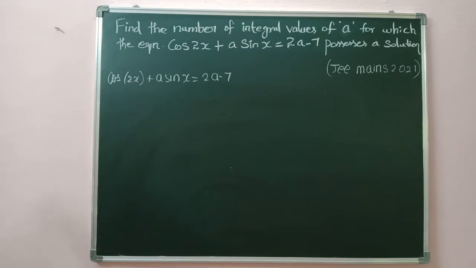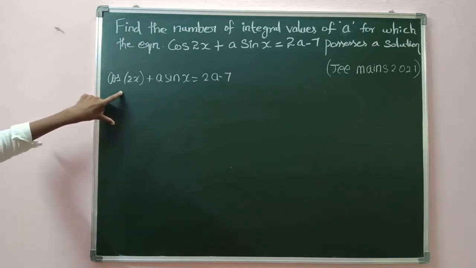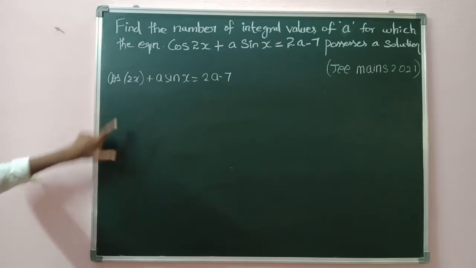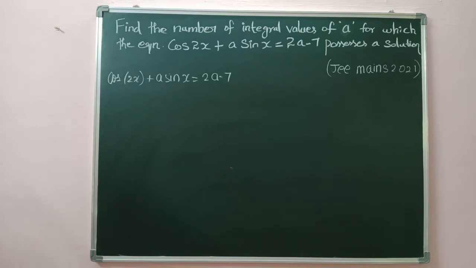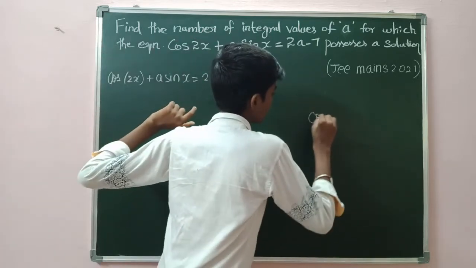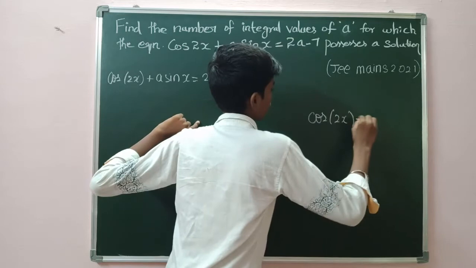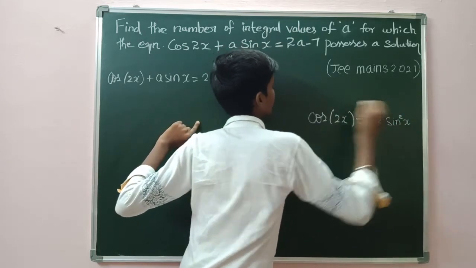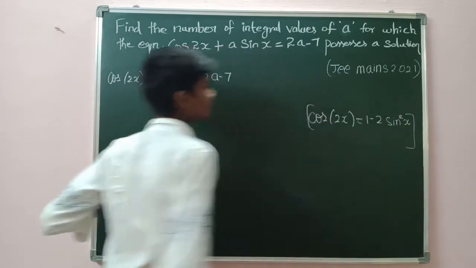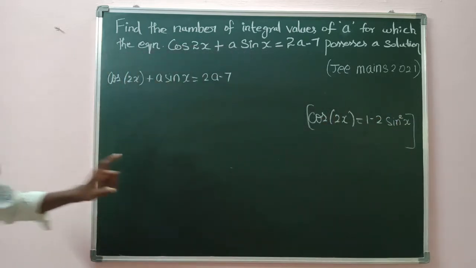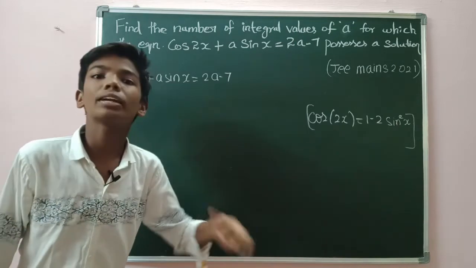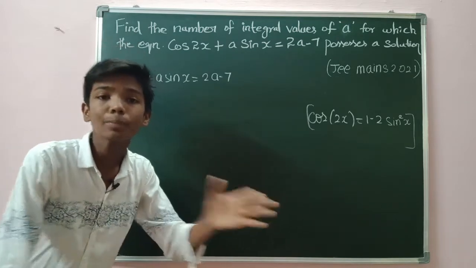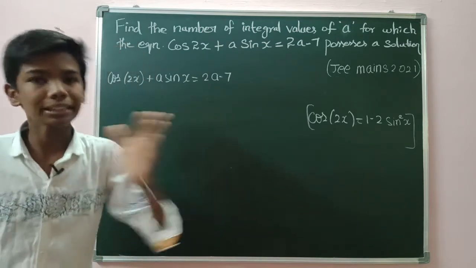So in this equation, I have cos 2x. Can't I write this cos 2x as 1 - 2 sin² x? You know this identity, right? Cos 2x is 1 - 2 sin² x, and that's one of the identities that you are supposed to know. Otherwise, I will just say how it is derived. Cos 2x is nothing but your double angle formula. So using the double angle formula, cos 2x is cos² x - sin² x.